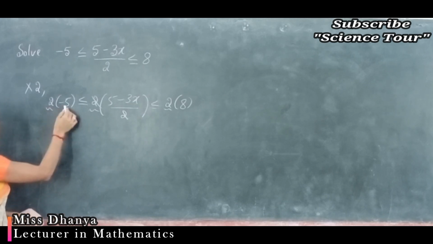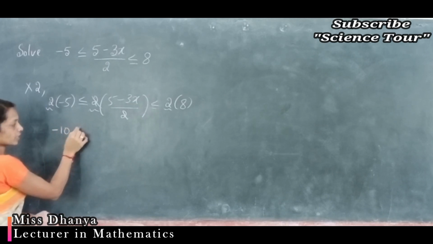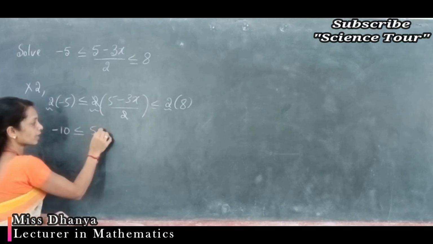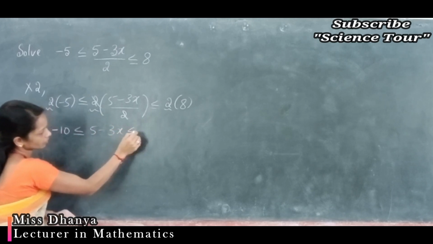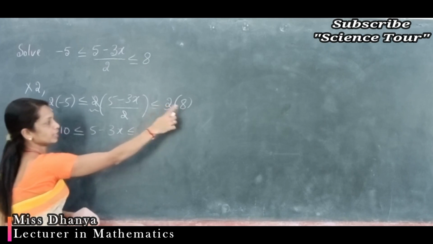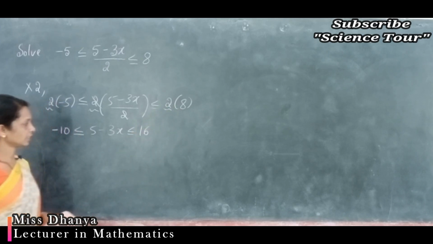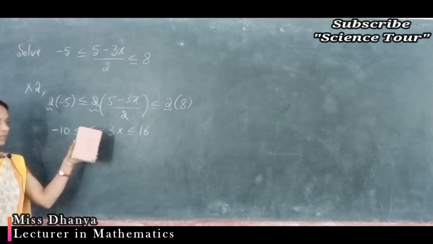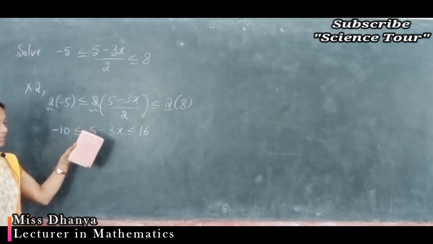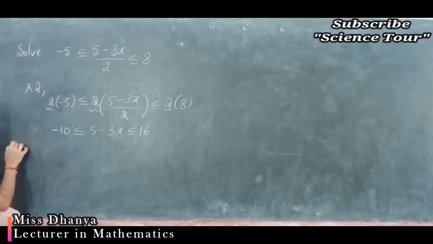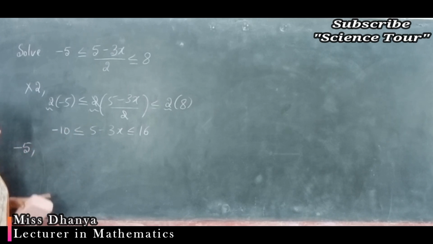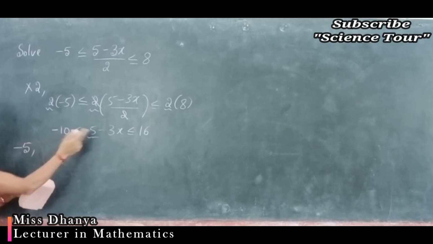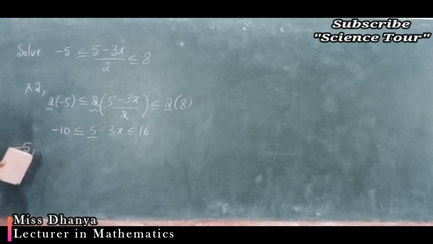2 times -5 gives you -10, less than or equal to 5 minus 3x, less than or equal to 2 times 8, that is 16. Now you have to cancel this +5. To cancel that, you have to subtract the same number from each side of the inequality. To cancel this +5, you have to add -5 on each side, or subtract 5 from each side of the inequality.